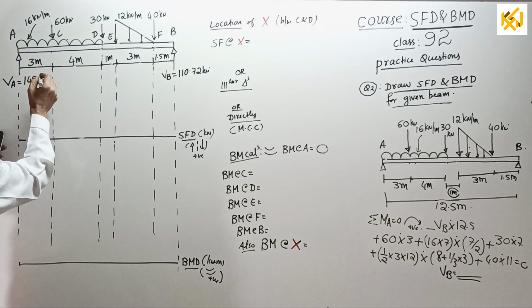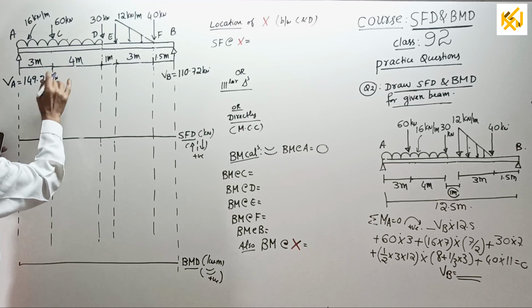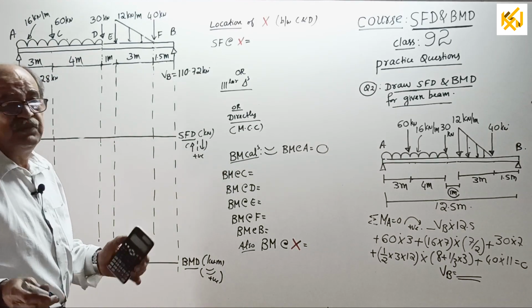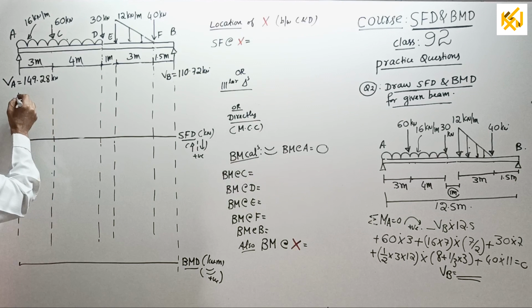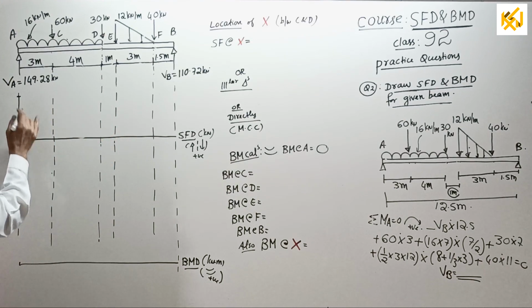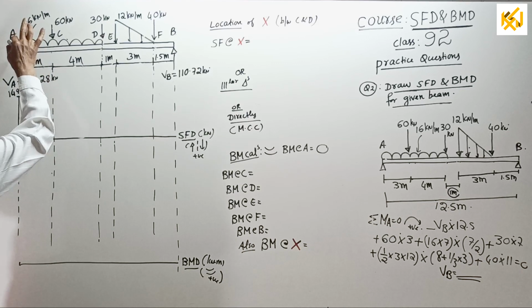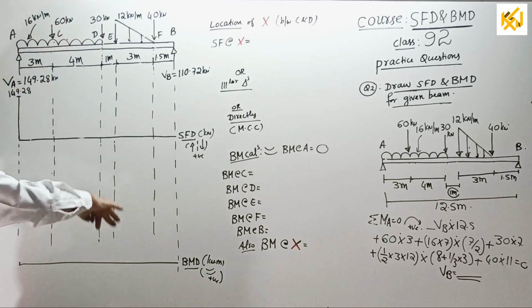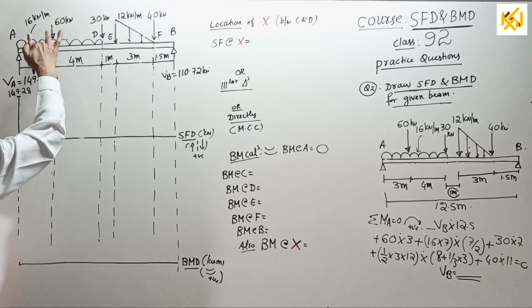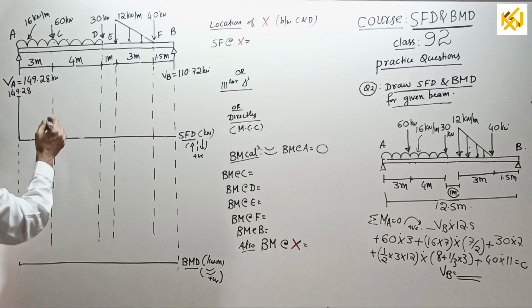If anything is skipped, you can make it out later when I draw the shear force diagram; the diagram will not close. Now, draw the shear force diagram. Go up by 110.72, then go up by 149.28. From here to here, linear, gradually coming down by 16 into 3, that is minus 16 into 3. It will give you 101.28.